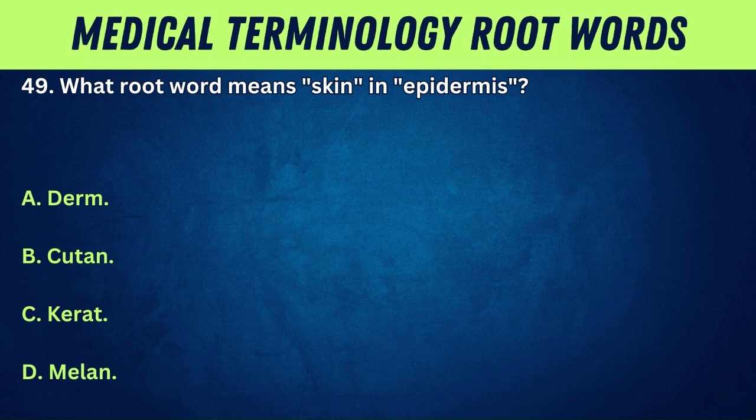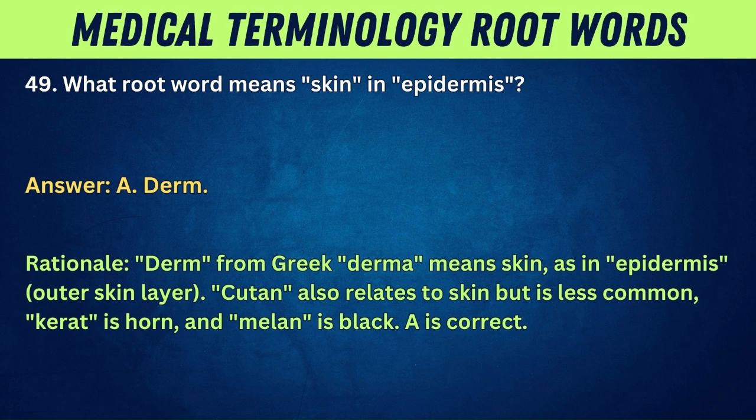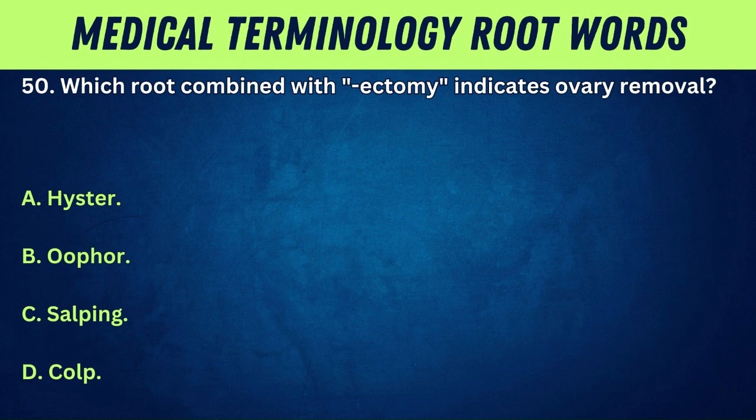49. What root word means skin in epidermis? A. Derm. B. Cutin. C. Kerat. D. Melan. Answer: A. Derm. Rationale: derm from Greek derma means skin, as in epidermis, outer skin layer. Cutin also relates to skin but is less common. Kerat is horn and melan is black.